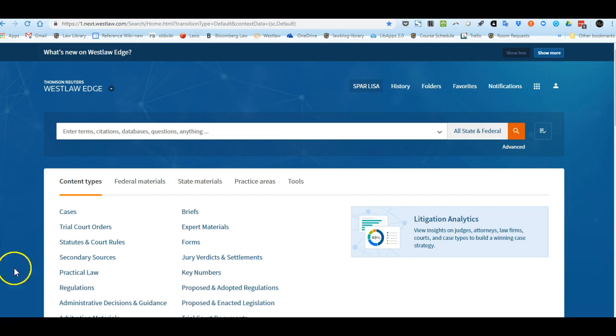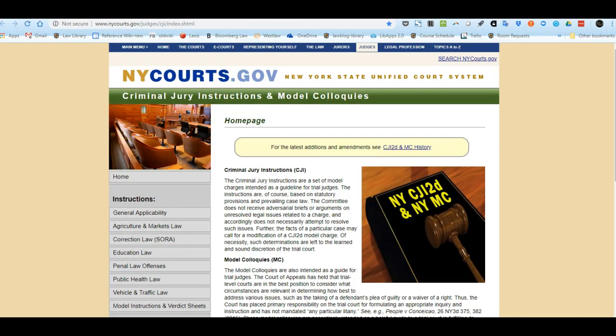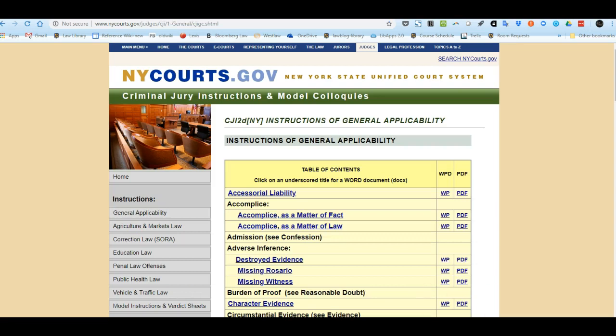So I'm going to start with criminal jury instructions, only because, kind of interestingly, for jury instructions in criminal cases here in New York, they only exist online. They don't exist in print, and they're actually freely online. So you could just Google New York criminal jury instructions, and it should bring you to this page.